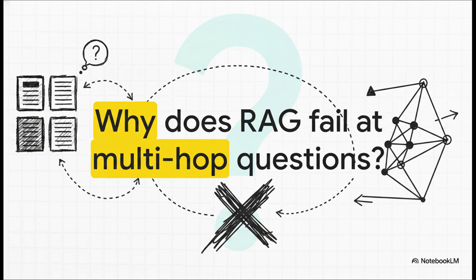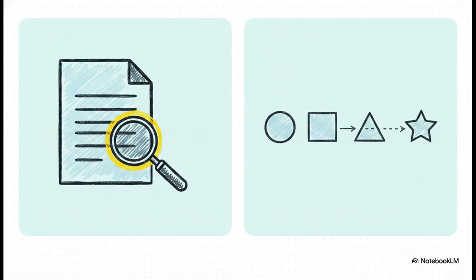Look, standard RAG absolutely makes large language models smarter. It's great for factual queries, but the second you ask an AI to perform complex reasoning, to really connect the dots across multiple different documents, it just falls completely apart. And this brilliantly illustrates exactly what we're talking about.